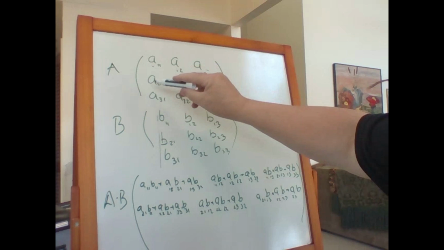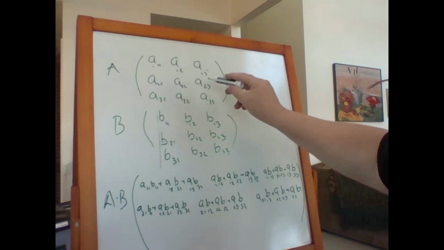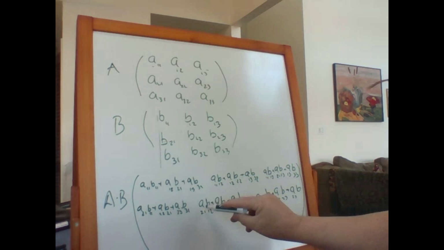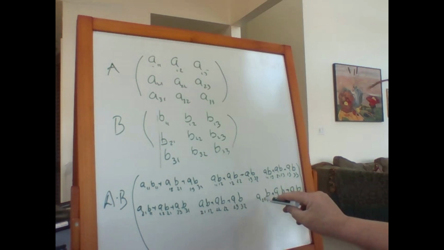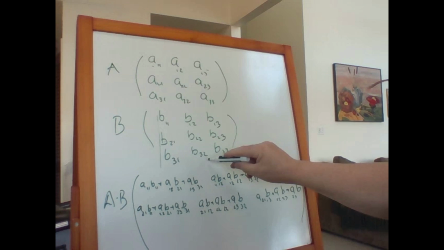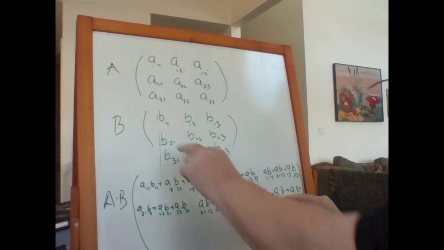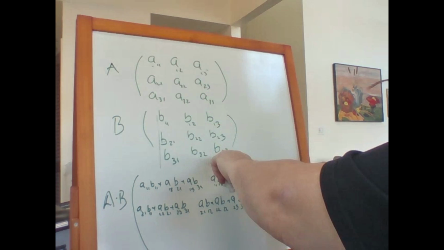Let's see, what did I do? Okay: A2,1 B1,1, A2,2 B2,1, A2,3 B3,1, A2,1 B1,2, A2,2 B2,2, A2,3 B3,2, A2,1 B1,3, A2,2 B2,3, and A2,3 B3,3. Okay, I'm going to the last column.